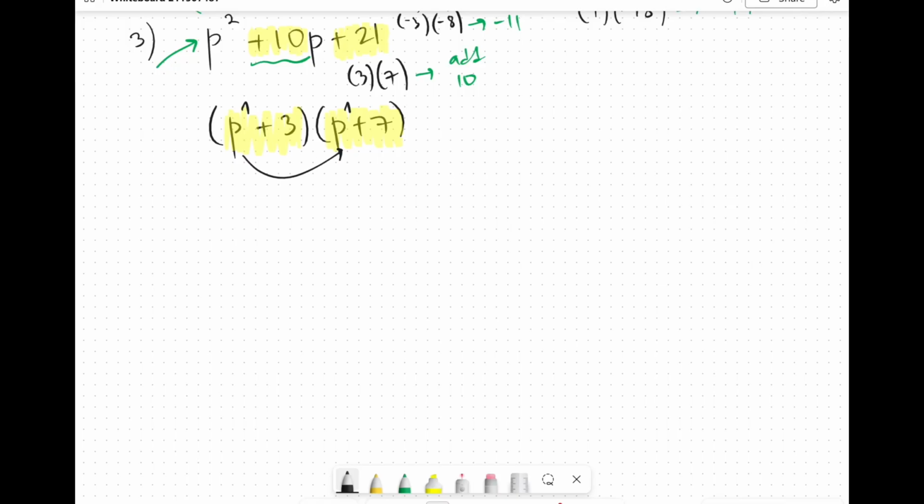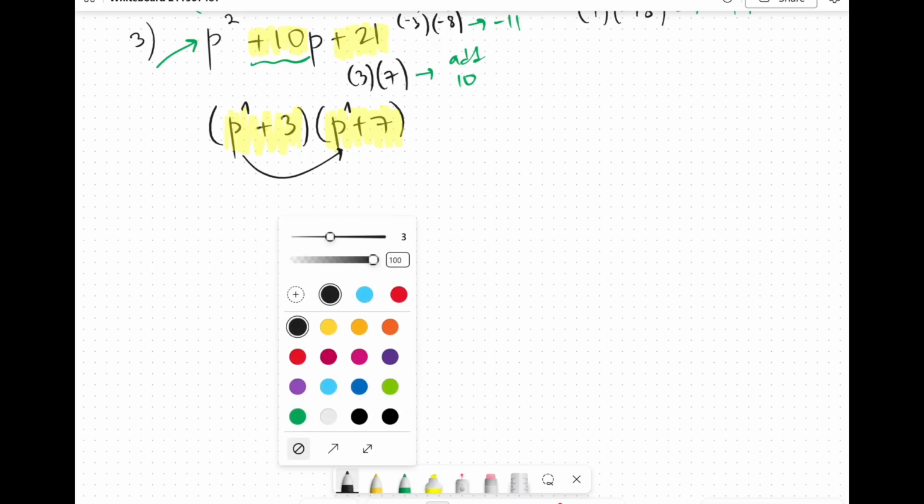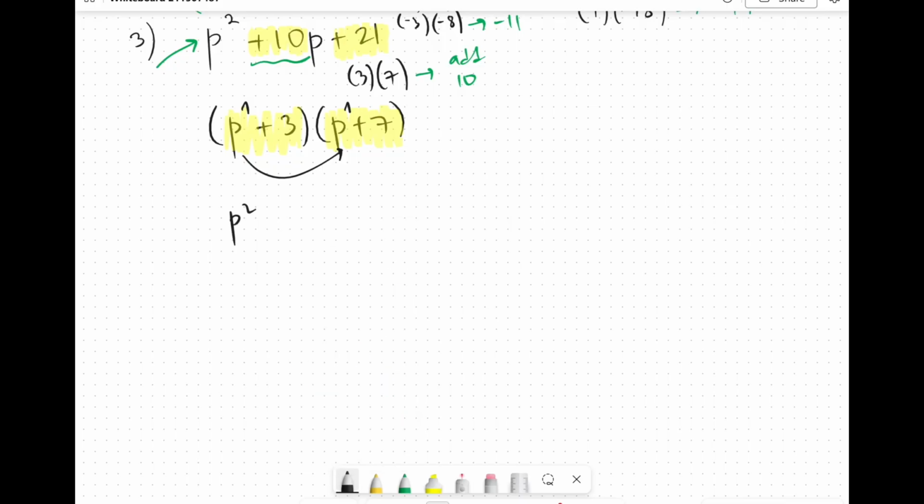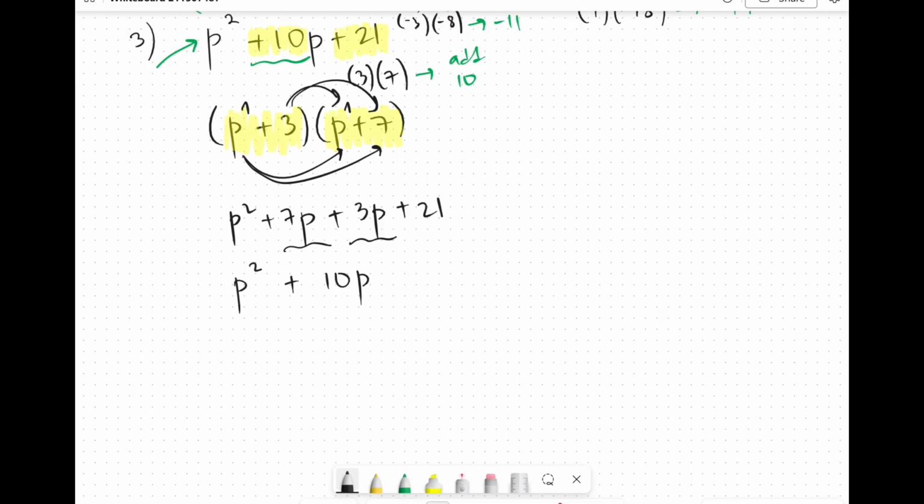So p times p, that's p squared, and then p times 7, positive 7p, 3 times p, that's positive 3p, and 3 times 7 is positive 21. Combine these two like terms, and you have p squared plus 10p plus 21, which is exactly the trinomial that we started with.